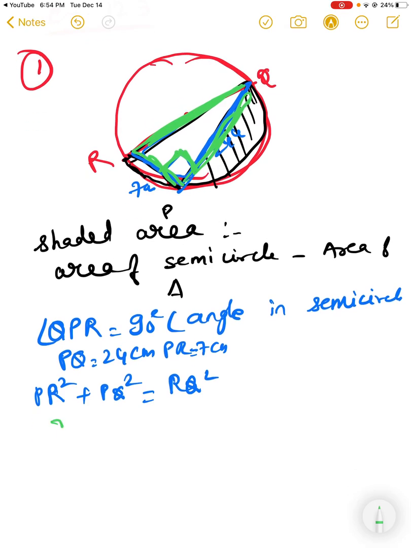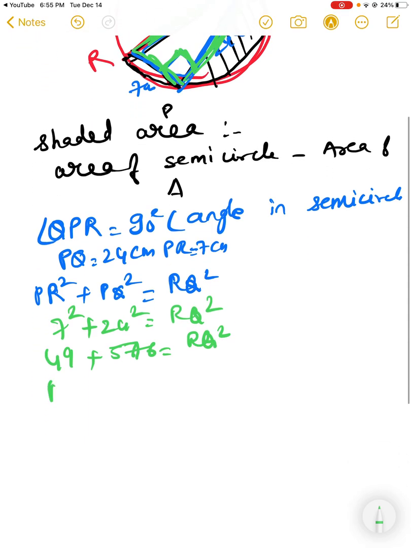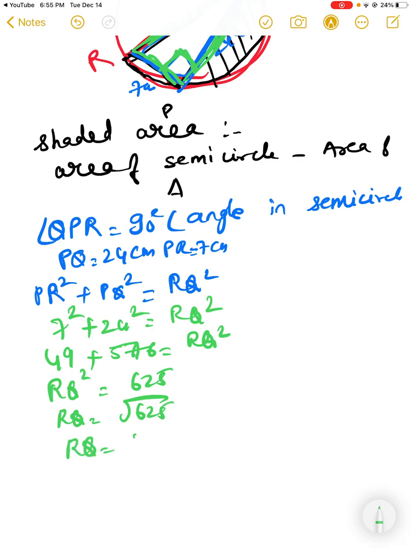Now PR square is already given, 7 square plus PQ square, 24 square, is equal to RQ square. 49 plus 576 is equal to RQ square. So RQ square is equal to 625. RQ is equal to root 625. So RQ is equal to 25.